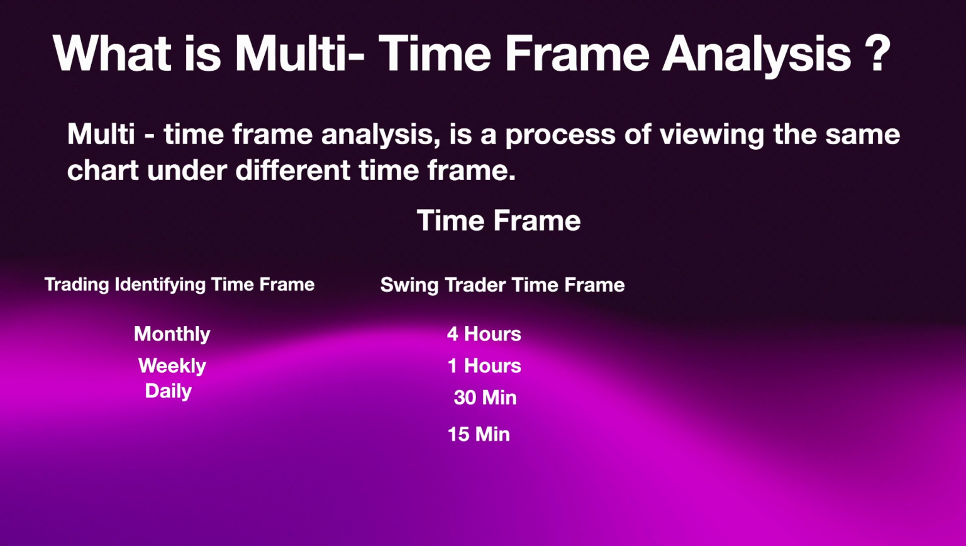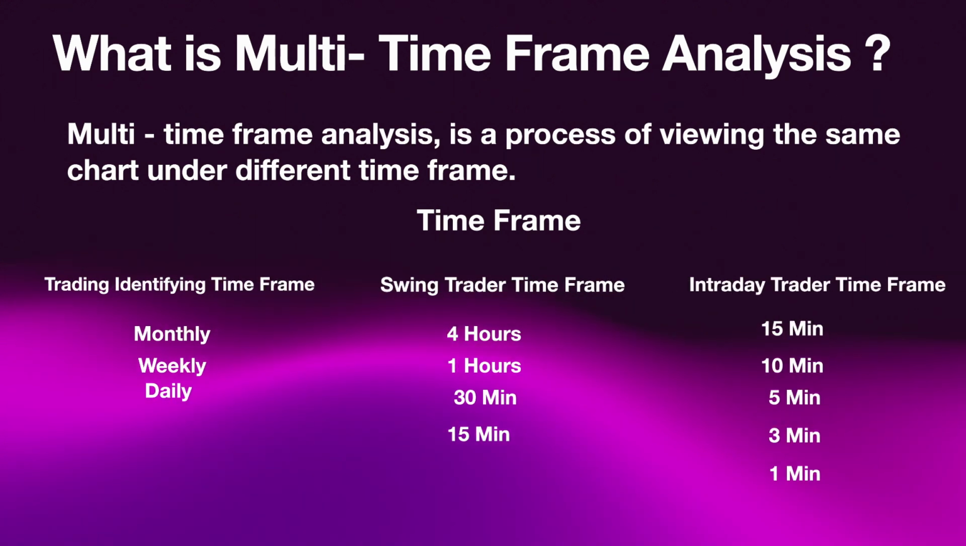Okay? Now the third type of traders are intraday traders. These people do not carry forward their position to the next day. If this is your trading style, you fall under this category. Now the most suitable time frames for you to trade are 15 minutes, 10 minutes, 5 minutes, 3 minutes and 1 minute. Alright? Traders, now you have to decide which time frame is most suitable for you depending on your trading style. If you want to hold a position for more than one day, then you have to trade only in 4 hours, 1 hour, 30 minutes and 15 minutes.